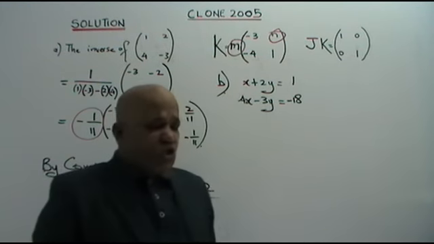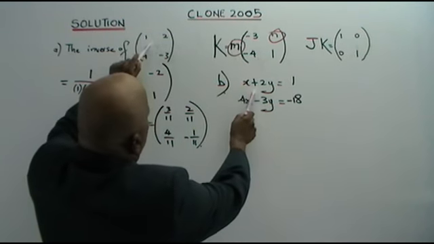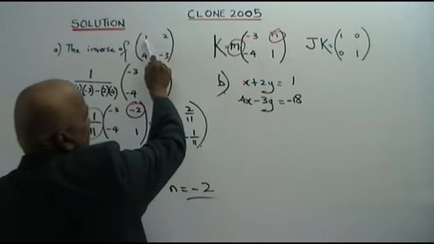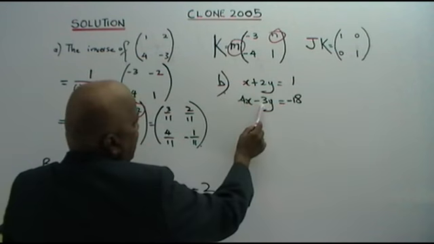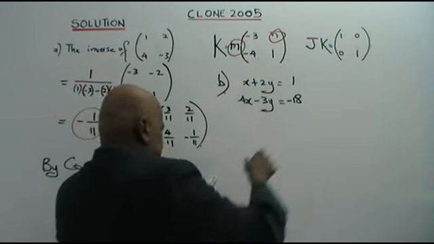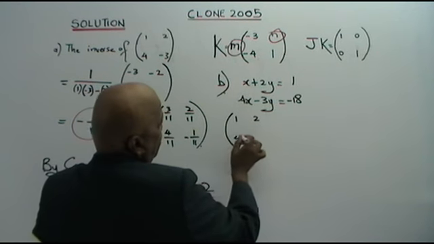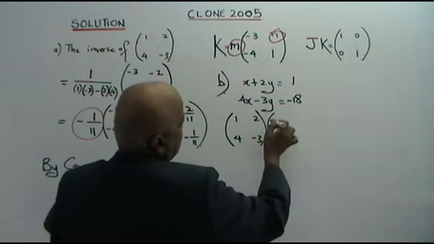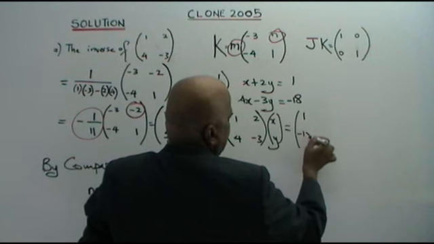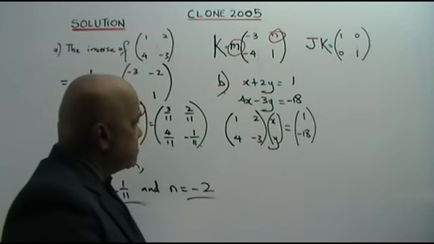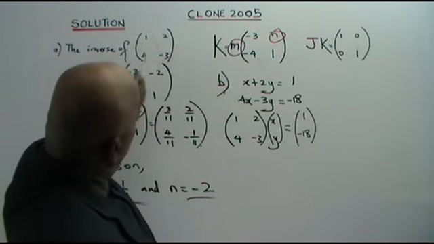Now, very, very important, super important. You must observe these. Compare. You look carefully. 1, 1x. 2, 2y. 4, 4x. Negative 3, negative 3y. Therefore, you convert these to a matrix equation like this: 1, 2, 4, negative 3 times x, y is equal to 1, negative 18. Get it? So you get 1, 2, 4, negative 3.